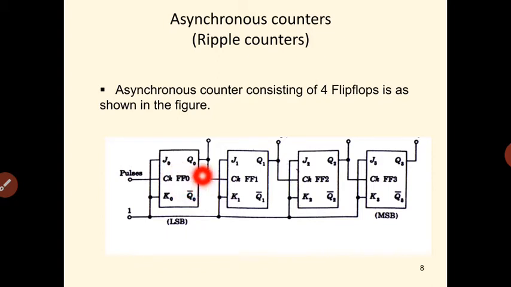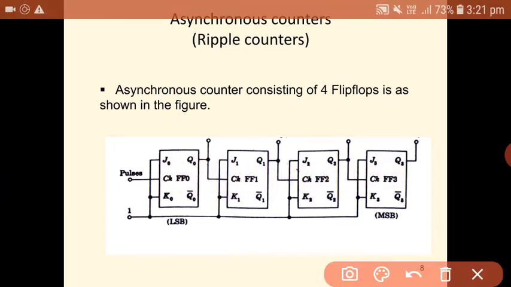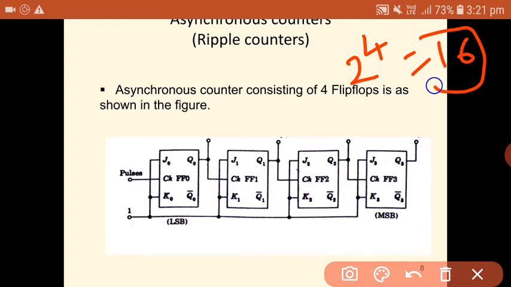Here I am using 4 JK flip-flops: FF0, FF1, FF2 and FF3, where FF0 is the LSB and FF3 is the MSB. By using 4 flip-flops in a ripple counter circuit, it can count a maximum of 2 to the power of 4, which is equal to 16 clock pulses.